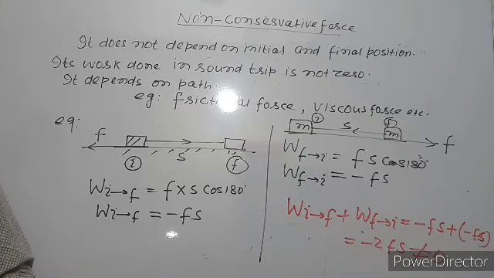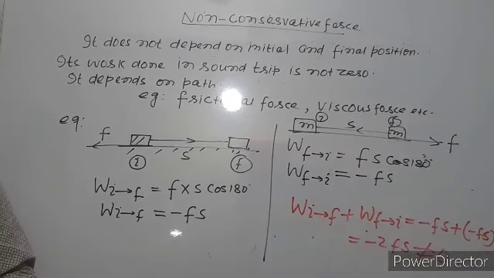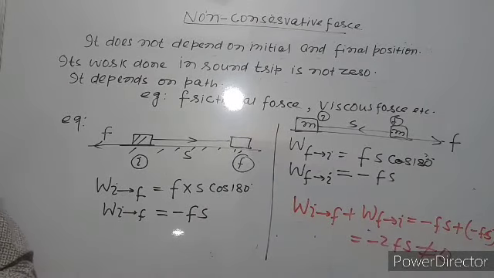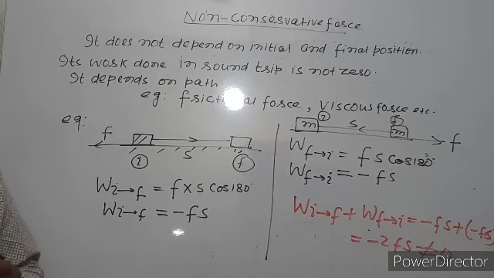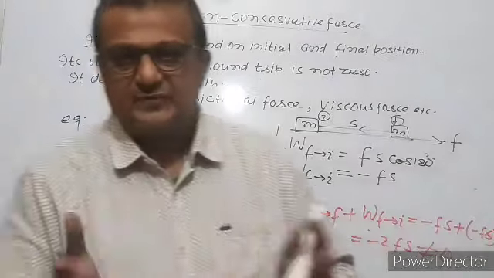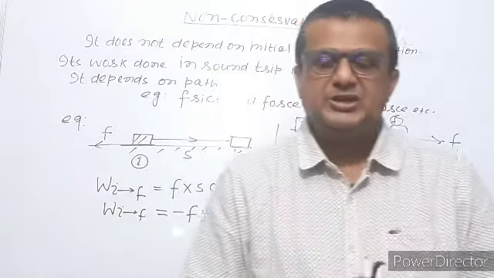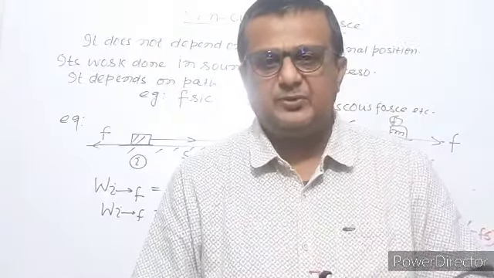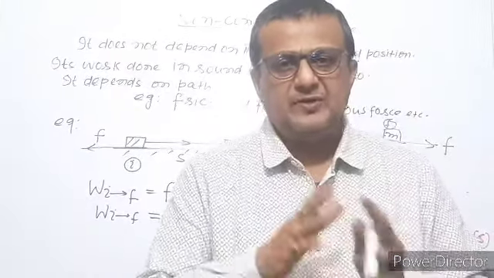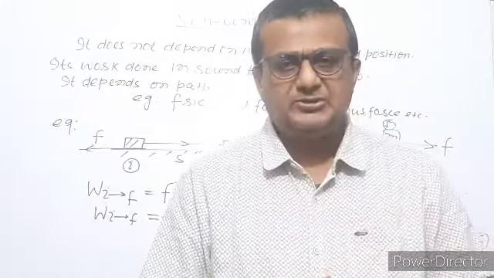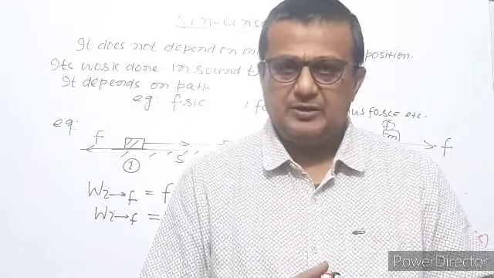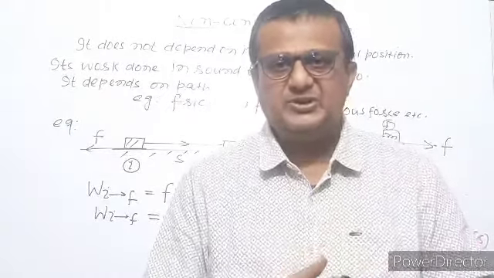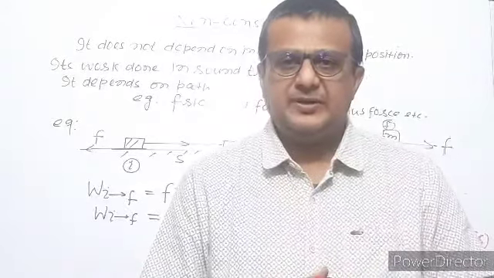So it does not depend only on initial and final position. It also depends on its path. I think that is clear? In a nutshell, conservative force depends on initial and final position, and non-conservative force depends on initial and final as well as on its path. This is the actual definition, the difference between conservative and non-conservative.